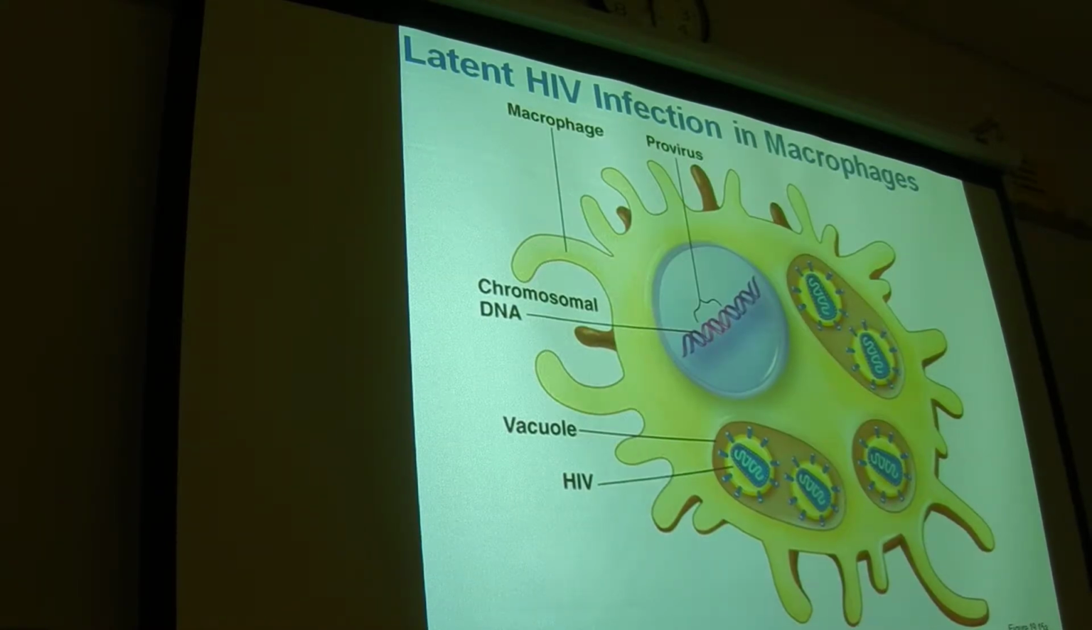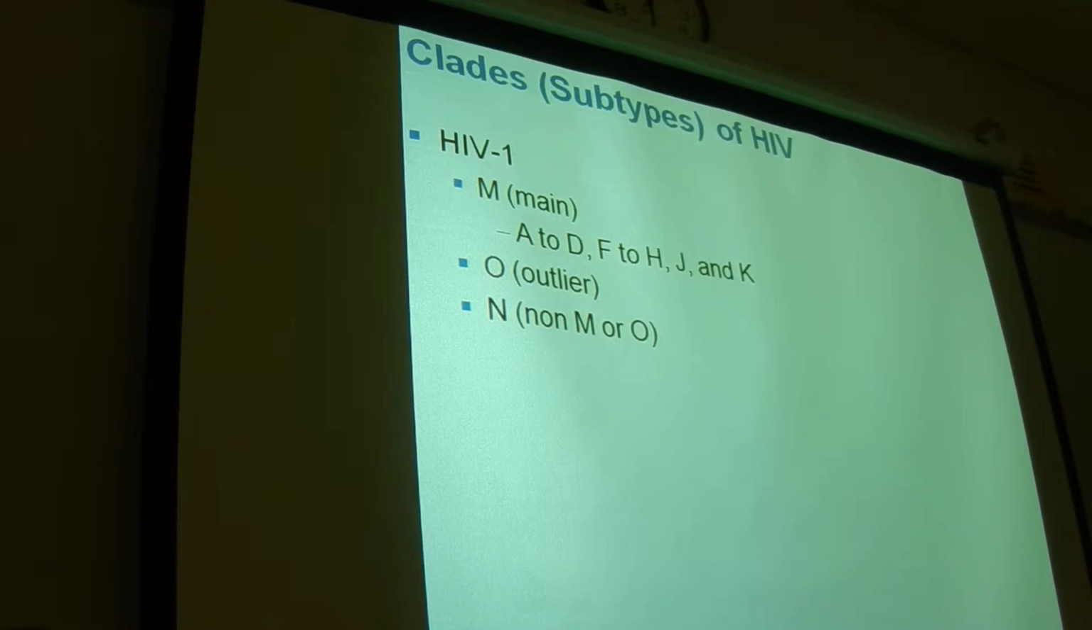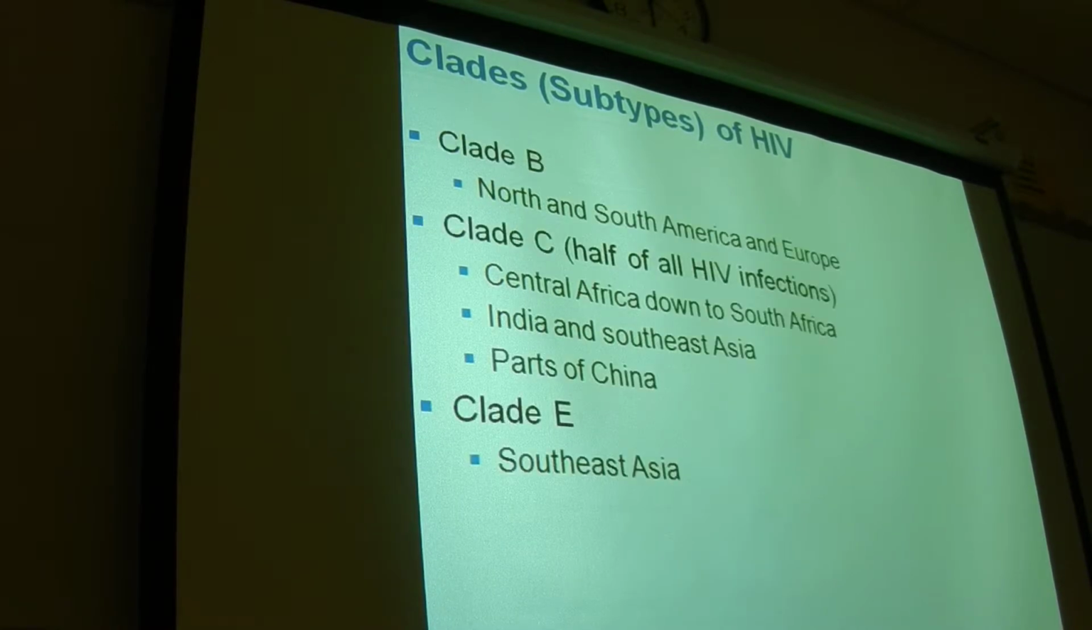This is basically just step by step. There's different subtypes of HIV. I'm not going to go into all that, but depending on what geographic location you're looking at, one subset, they're called clades, one clade might be more prevalent than another. So clade B would be what you find in North and South America and Europe. Clade C, now it's more than half of all HIV infections, is what you would find in most of Africa and India and parts of China. And clade E would be what is typically found in Southeast Asia.